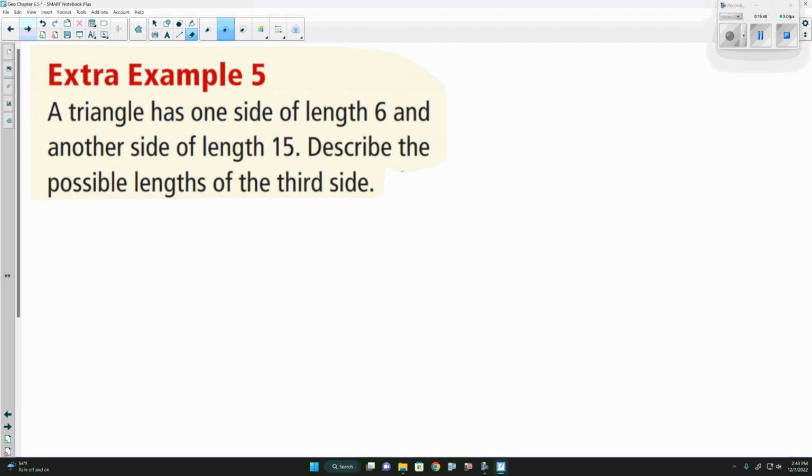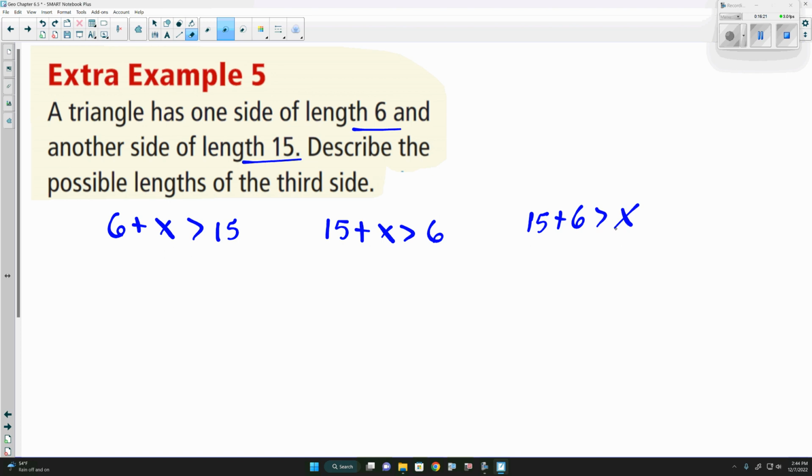So a side length of one triangle is 6, the other side length is 15, and we want to describe the possible values, the range that the third side could be. So we could say 6 plus x is greater than 15. We could also say that 15 plus x is greater than 6. And we also have that 15 plus 6 is greater than x. So really, we're just setting up the three cases that we could have.